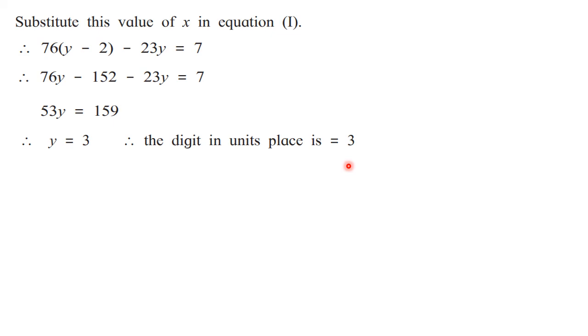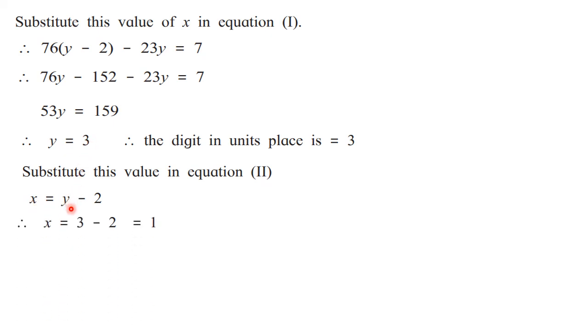Now the next step is to find the value of x so that we will get the digit at hundreds place. So let us put this value in equation 2, because already we have expressed x as equal to something. So when you put y is equal to 3, you will get x as 3 minus 2, which is 1. This is nothing but the digit at hundreds place. Okay. So we got the digit at units place, we got the digit at hundreds place.